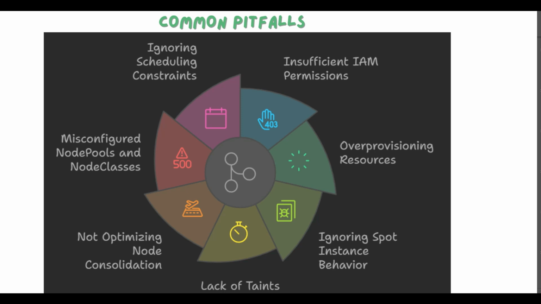First one, insufficient IAM permissions. One of the common mistakes is not configuring IAM roles and permissions properly. Karpenter needs sufficient permissions to provision and manage nodes through AWS services like EC2, Autoscaling, and IAM. Missing permissions can result in node provisioning failures or delays.